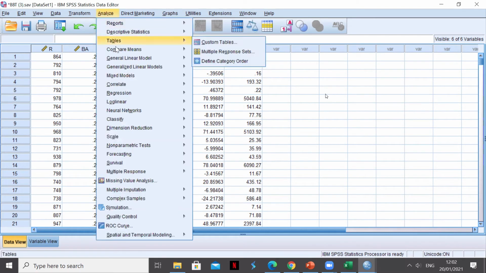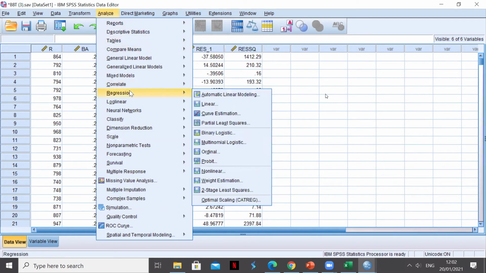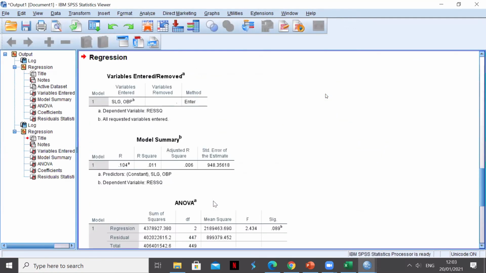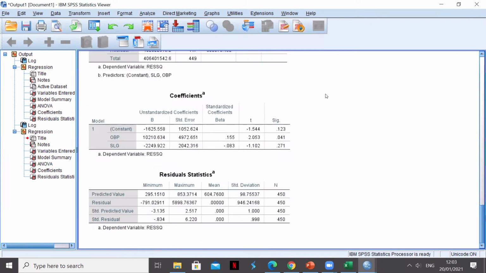And what we're going to do is the following. We are going to do regression again, linear. We only use linear. And we don't want the R here. We want our residuals squared here, because we want to see if our squared residuals depend upon these. You click OK, and you get an output.